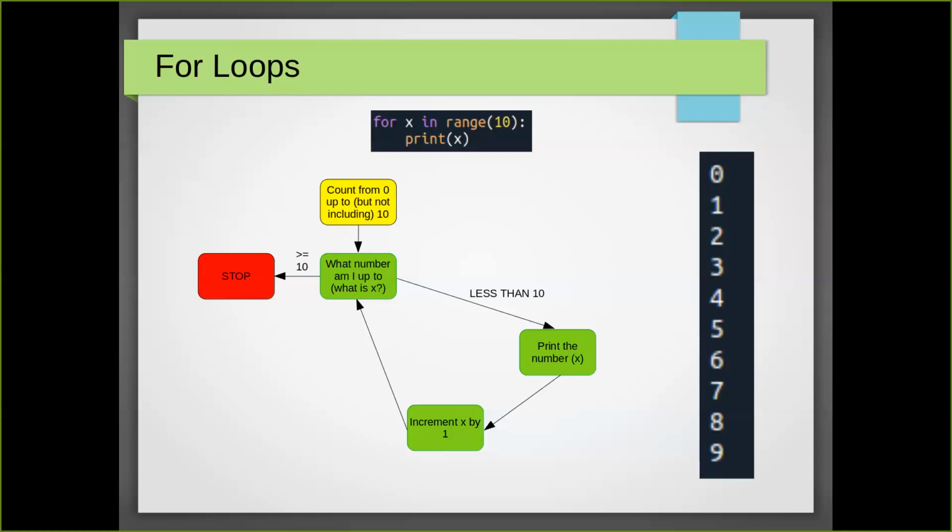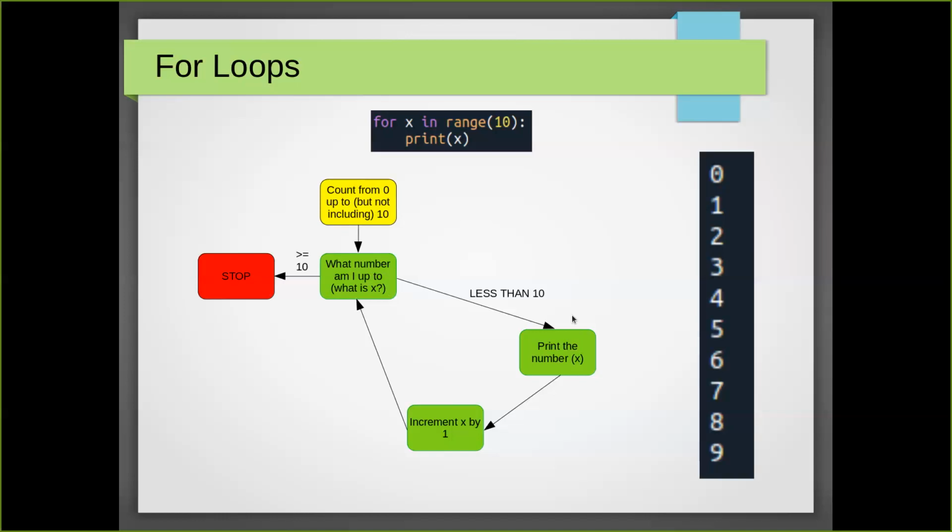Okay, so let's say we want to count from 0 up to, but not including 10. And we want to create a loop that does that. Then essentially what we want to do is to say, what number am I up to now? What is X? I'll call X the number I'm up to at the moment. So I'm going to start at 0. So X starts off at being 0.